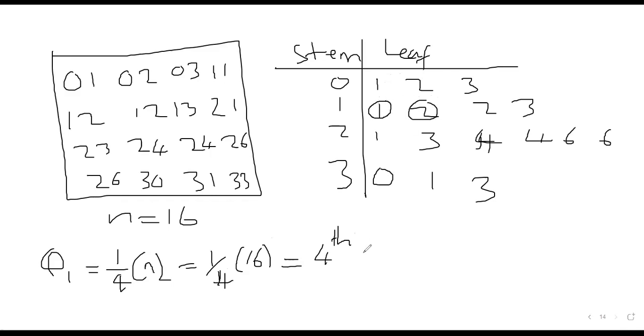What numbers are these? 11 and what? 11 and 12. Right? We average them. So 11 plus 12 divided by 2, we get 11.5. So that is our quarter 1. Then we go to our quarter 2. Quarter 2 is also called what?